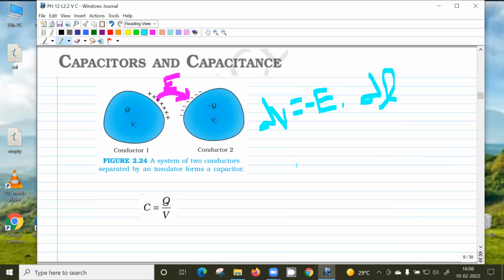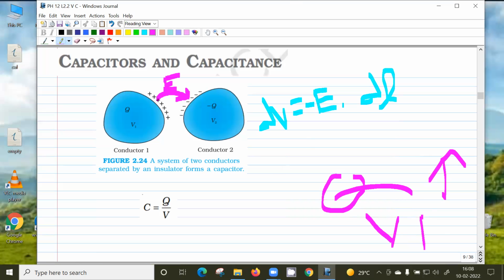If the amount of Q is more, the electric field will be stronger, right? If 1 coulomb is giving some value of electric field, 2 coulombs will give twice that value. So whenever Q increases, the potential increases. Q increases means V will increase. If you draw this plot of Q versus V, how will the plot look? A straight line. So it's linearly proportional.